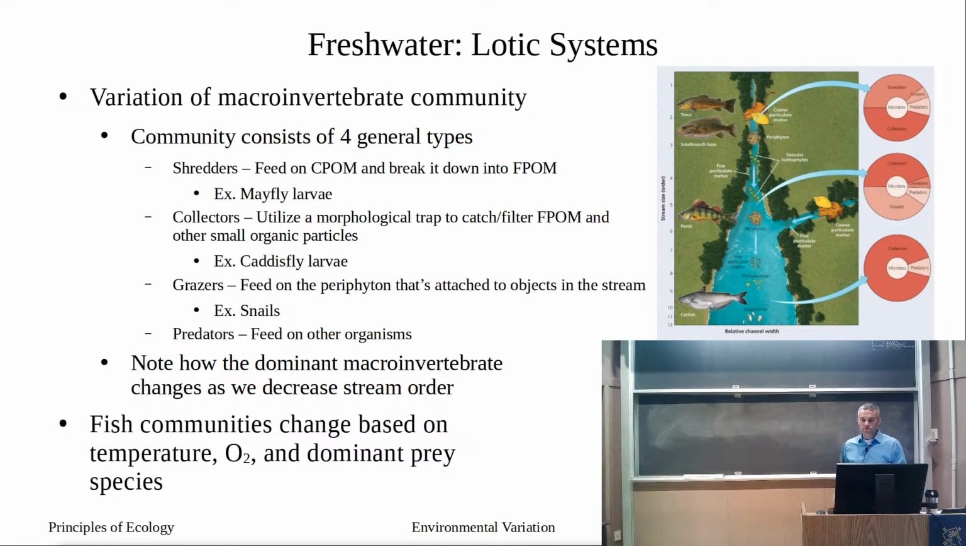So up at our headwaters, where we have a lot of coarse particulates entering our system, the macroinvertebrate community is going to be dominated by our shredders and our collectors. The shredders are going to take those coarse particulates, the leaves, and shred them into smaller pieces. They're breaking it down into fine particulate organic matter. And then the collectors that are up there are able to catch and filter these fine particulates, further processing them, further releasing nutrients and energy into the aquatic rivers.